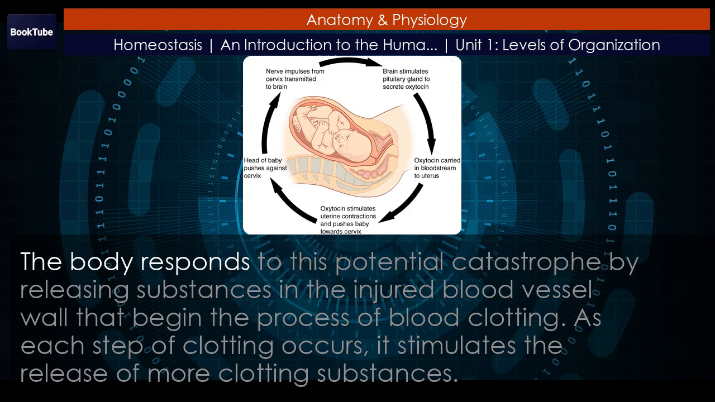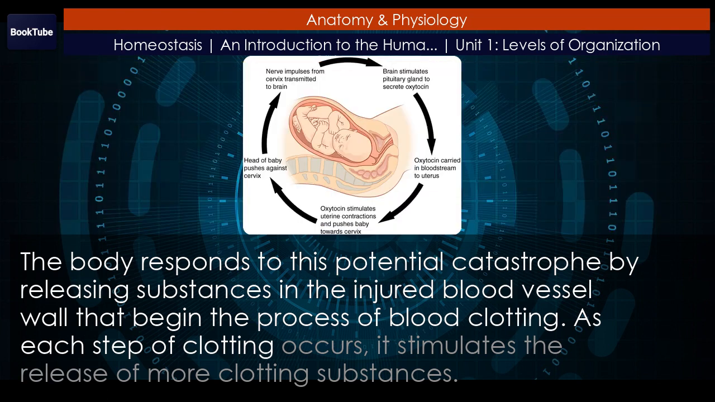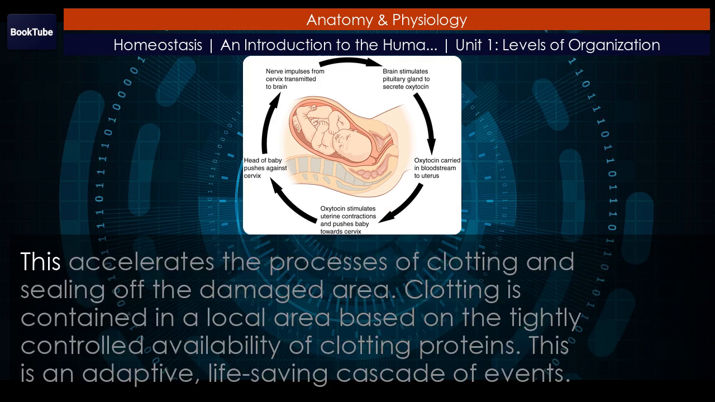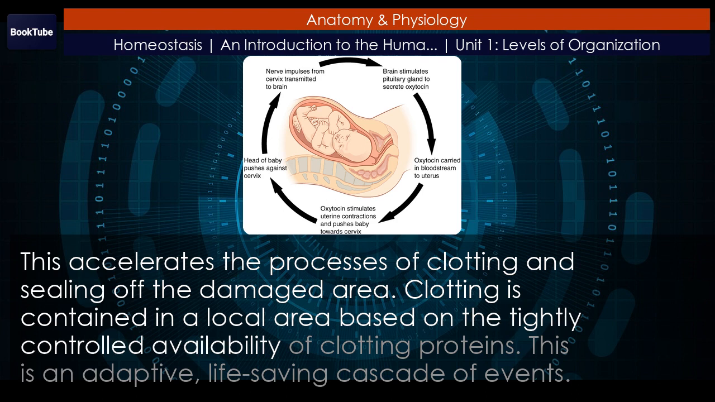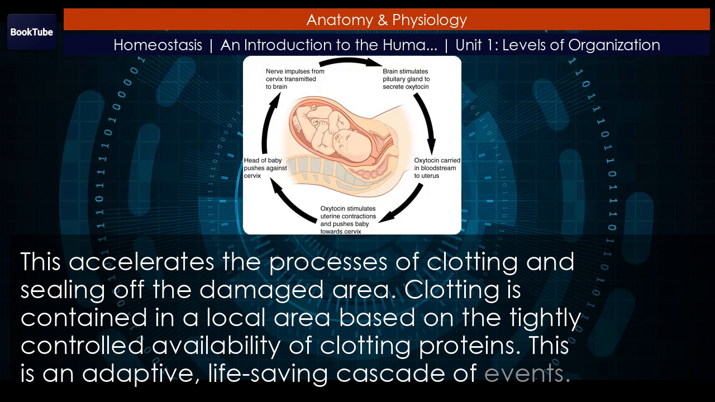The body responds to this potential catastrophe by releasing substances in the injured blood vessel wall that begin the process of blood clotting. As each step of clotting occurs, it stimulates the release of more clotting substances. This accelerates the processes of clotting and sealing off the damaged area. Clotting is contained in a local area based on the tightly controlled availability of clotting proteins. This is an adaptive, life-saving cascade of events.